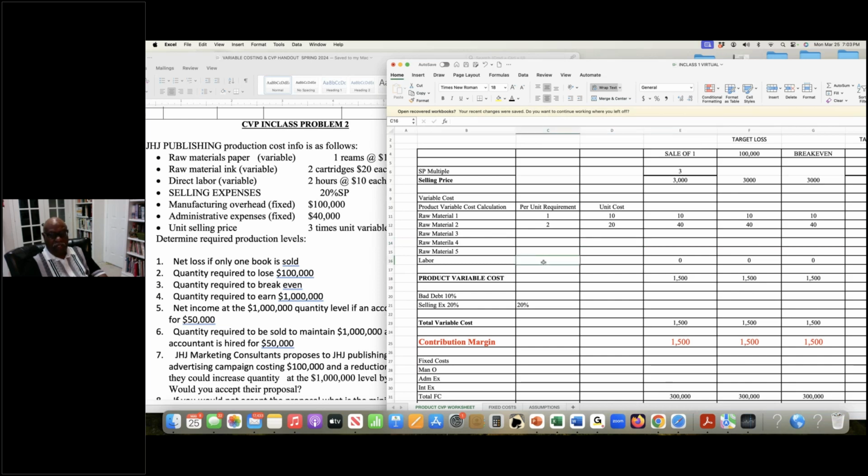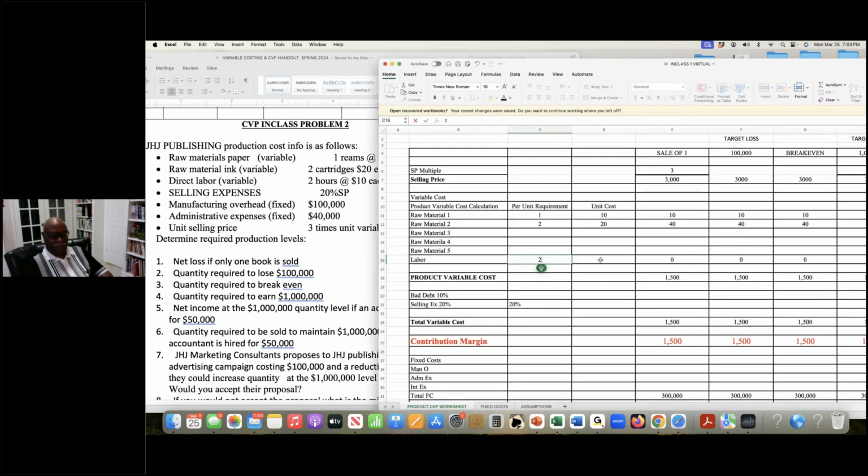The per unit requirement is 2, and the labor rate is 10. What am I going to do? Multiply. You're going to multiply. So in this case, the formula is going to be that, and you'd have to change this if it went the other way. You can make more than 1 an hour.